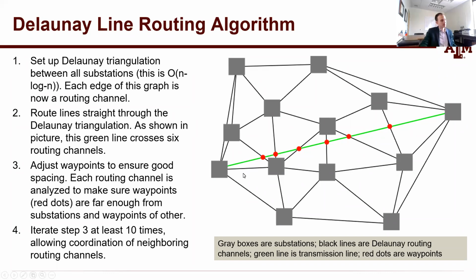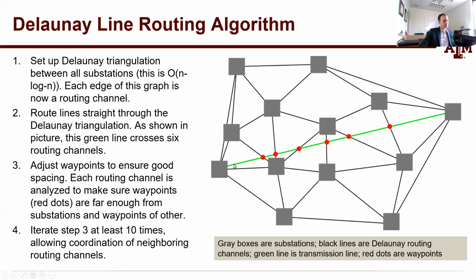Of course, if the line is going between, let's say, this substation right here and just going to this neighboring substation right here, then you've got a pretty easy route. It's not really going to be overlapping any other substations on its way, but it's the ones that are going across several different substations that are going to potentially have some issues. And so the way that this Delaunay line routing algorithm works is that you use these Delaunay segments, these black lines here, as line routing channels.